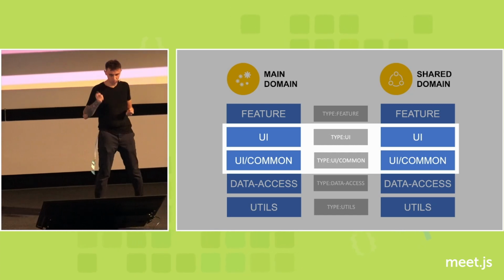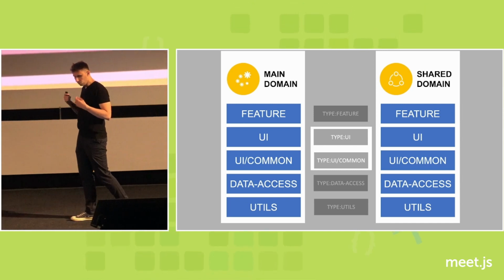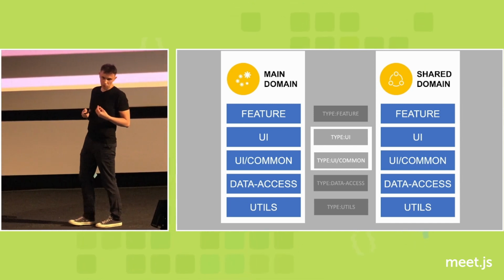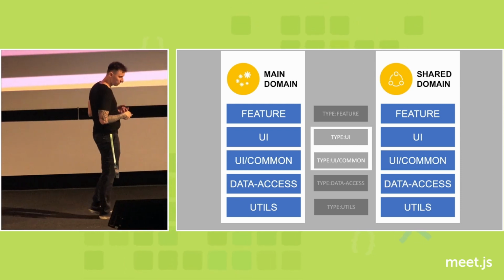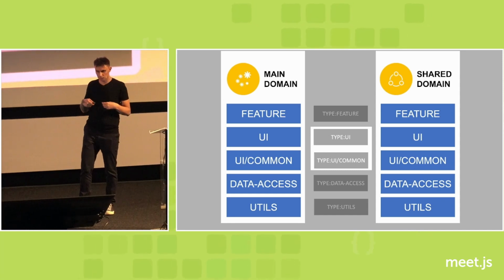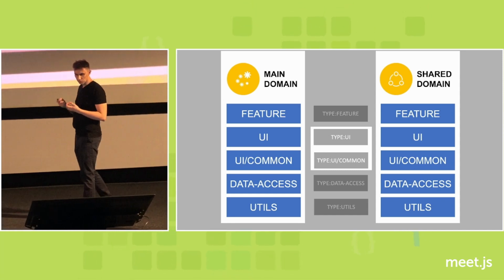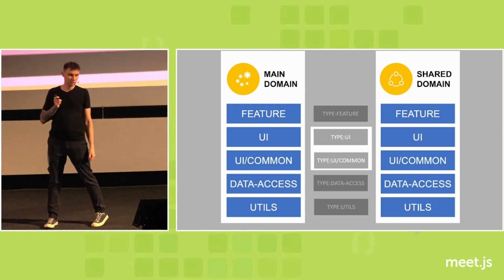And there is another problem. If you apply this rule, then those rules will be applied to any domain. So the main domain will get it, the shared domain will get it, and any other domain will also get it, which is maybe not the expected solution. So, how can we do this differently?